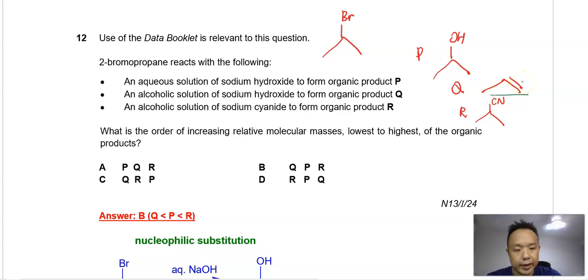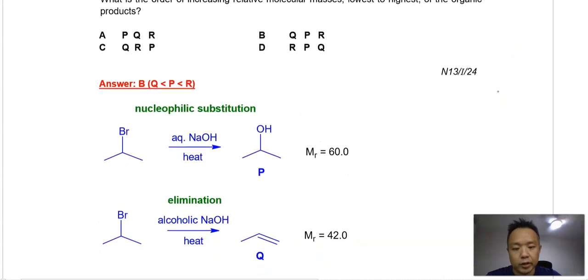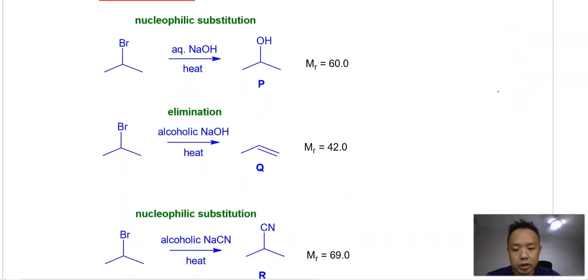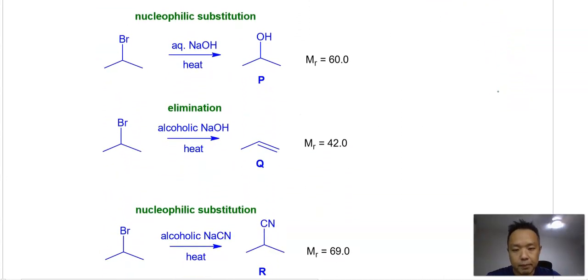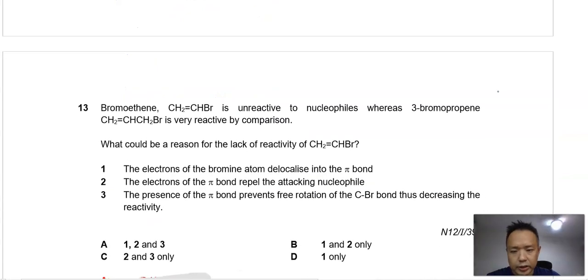I don't have to physically calculate it out, because you're losing atoms from the original molecule, so therefore the Mr will be the lowest. Then comparing CN and OH, CN of course has a higher Mr than OH, and that's why R will be the highest. So in this case, there's no need for you to physically calculate Mr. But of course, if you want to, you can, as shown in these solutions over here. But it's really a waste of time. So for MCQ, you need to optimize your time. Okay, moving on. Question 13.